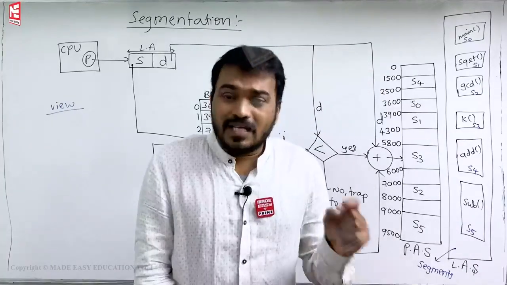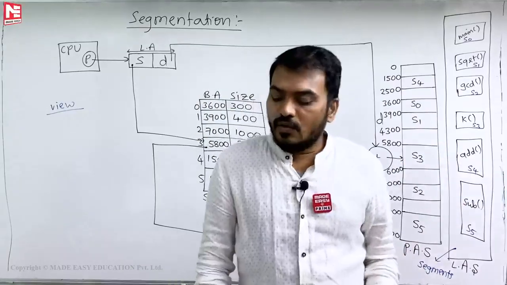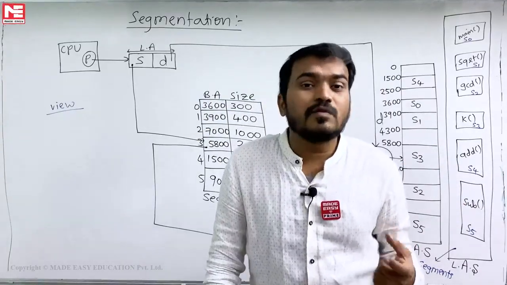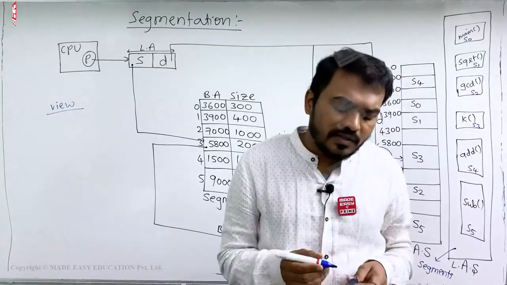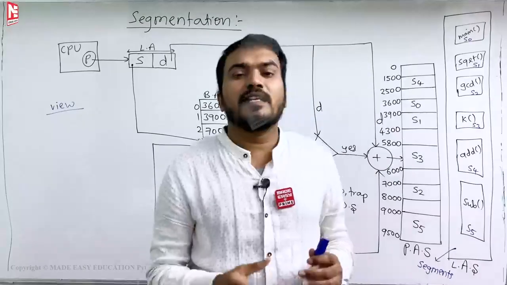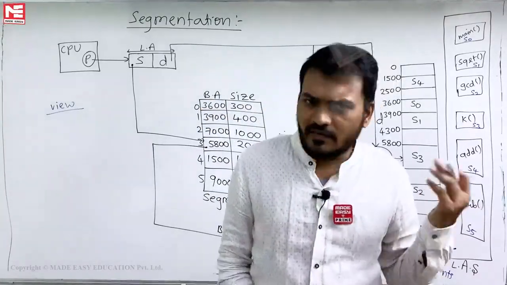Paging does not follow the user's view of memory allocation. Understand here, user's view means the programmer's view. What is the programmer's view? For example, you are writing some simple C language program or Java program, whatever you take.